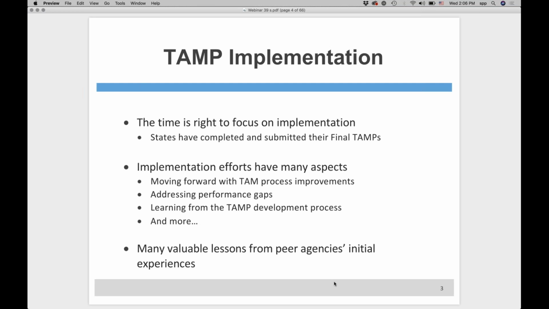The TAMP development process was a learning experience for all of us. Our speakers today are going to share their perspectives and some of the key lessons they learned along the way, as well as help us understand some of the benefits and challenges their agencies experienced. I hope you take away from this webinar several processes and actions that will be beneficial to your agency.